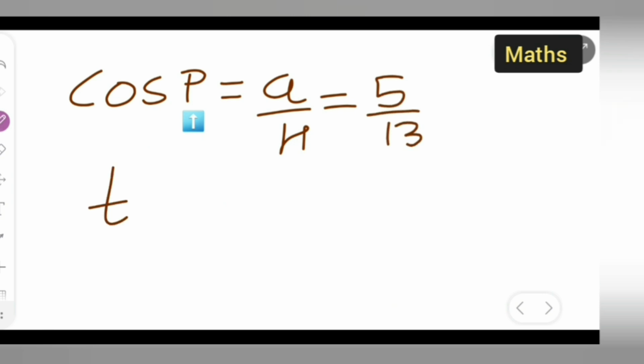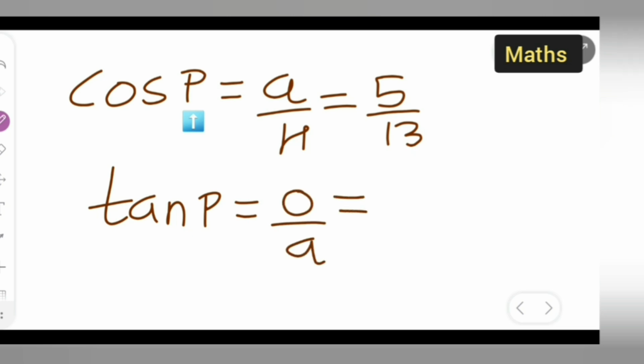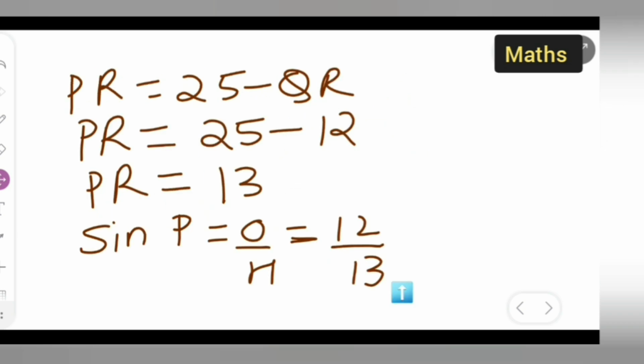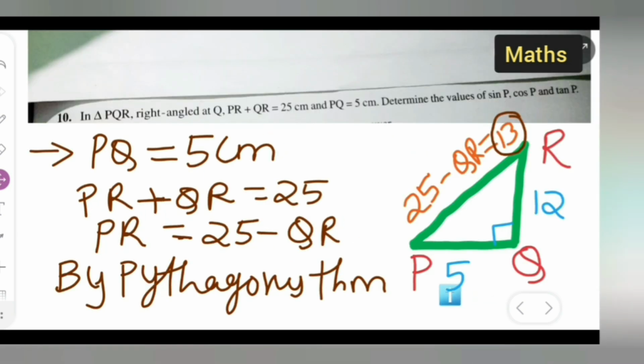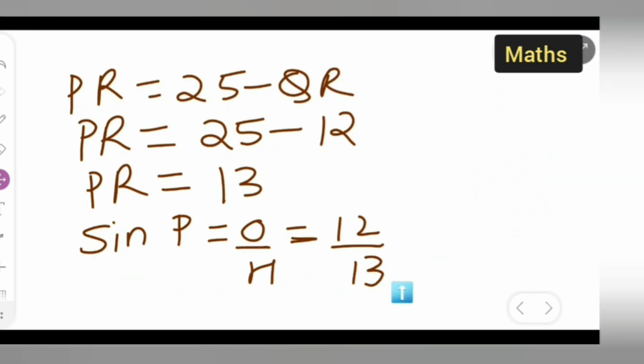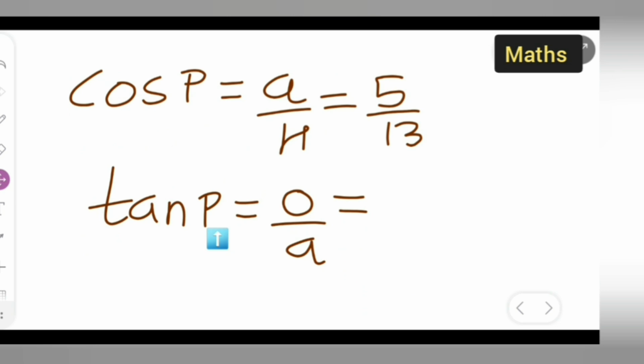Next we have tan P, which is equal to opposite upon adjacent. Now what is the opposite of P? Opposite of P is nothing but QR, that is 12, and adjacent of P will be 5. So it is 12 upon 5. I can just write down 12 upon 5.